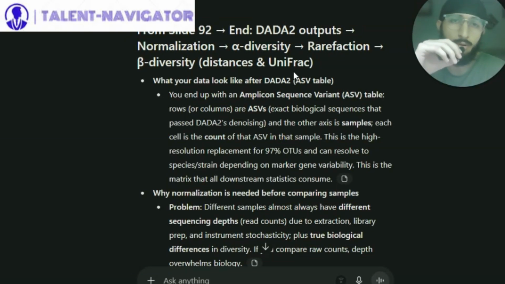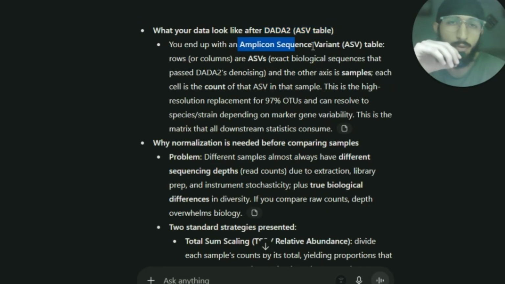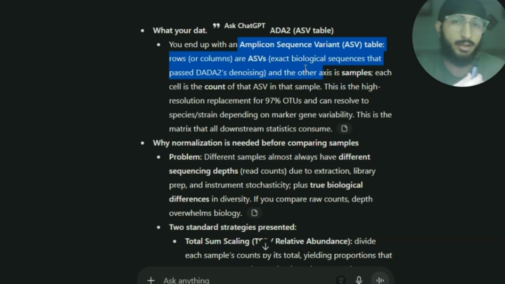Covering some important concepts in computational metagenomics, COMEG. So, what your data looks like after DADA2 is an amplicon sequence variant (ASV) table. Rows or columns are ASVs, exact biological sequences that passed DADA2 denoising, and the other axis is samples.